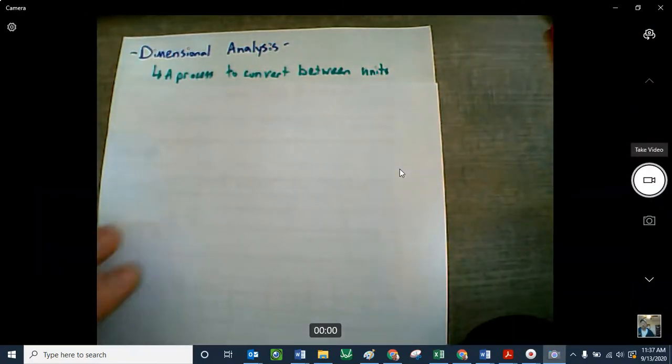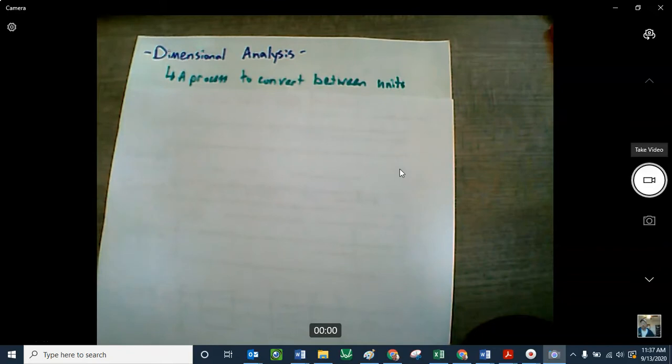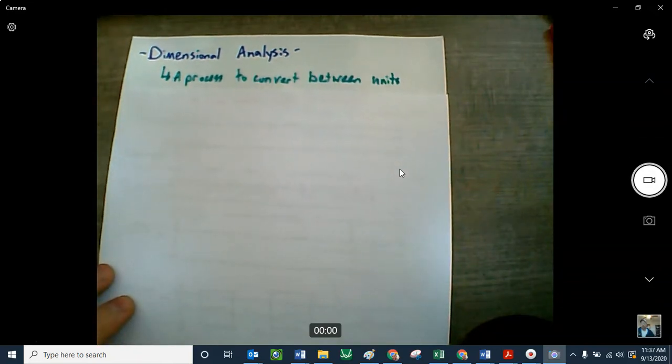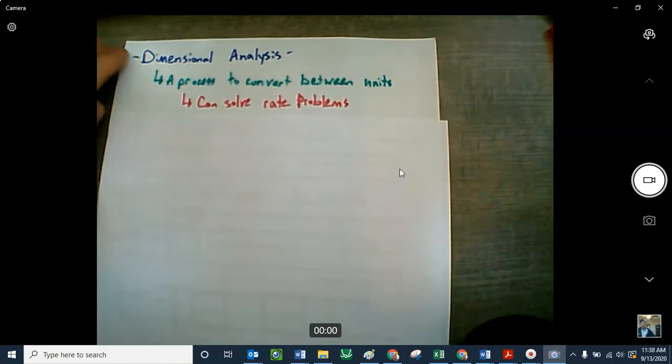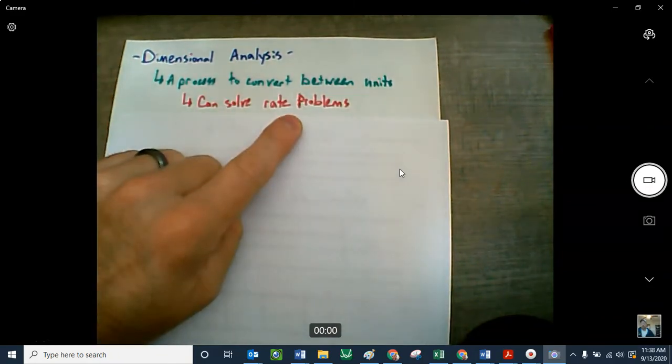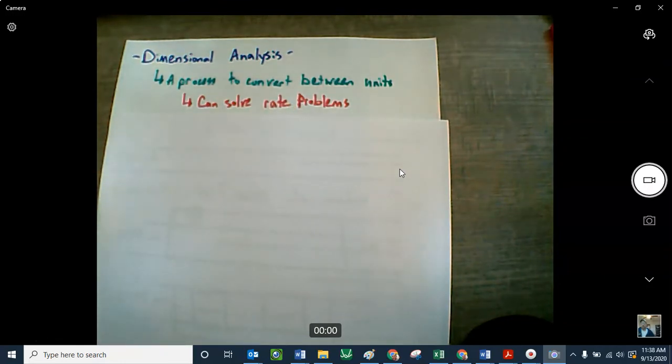Dimensional analysis you may have seen in chemistry before when you're converting between moles and milligrams and density, and you can definitely use it for that. But here in math, we're gonna use it for something a little bit different. It's gonna help us solve these rate problems. Traveling 15 miles per hour, how long will it take to go, I don't know, 100 feet, something like that.